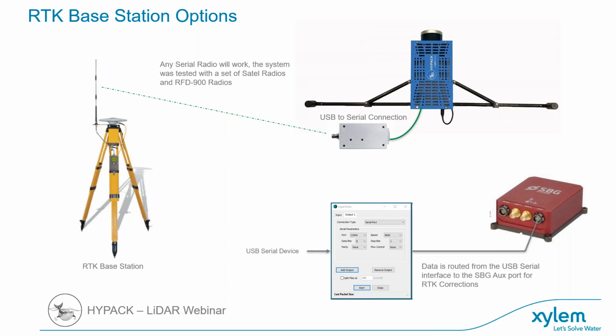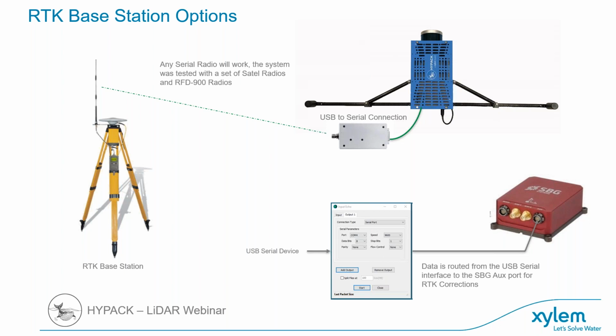So in our case, we'd have a base station connected to the Satel radio that transmits to the Satel receiver. The Satel receiver connects to a USB to serial device, comes into the computer. And on the bottom, what you can see is the USB serial device comes in. We run a program called Input Echo. Input Echo takes that serial input and puts it out on a serial port to the SPG. It's the same serial port that we would be using for the NTRIP corrections. This allows us to send the data from the radio through the USB connection into the program, route it back out to the SPG, and provide the corrections the SPG needs to be in RTK mode.